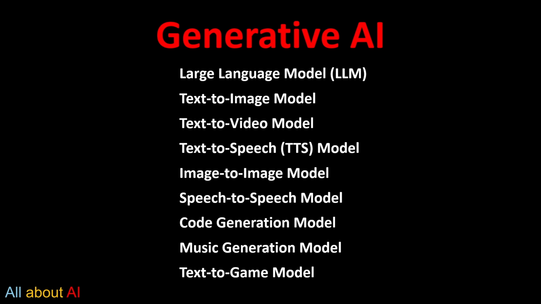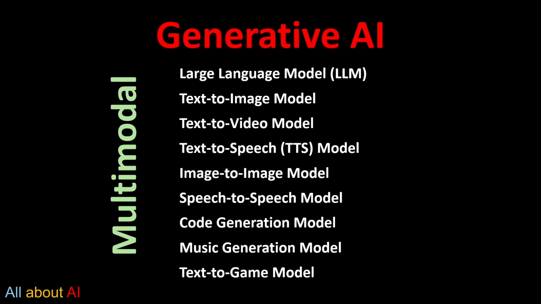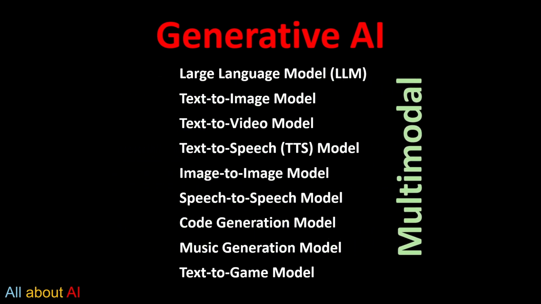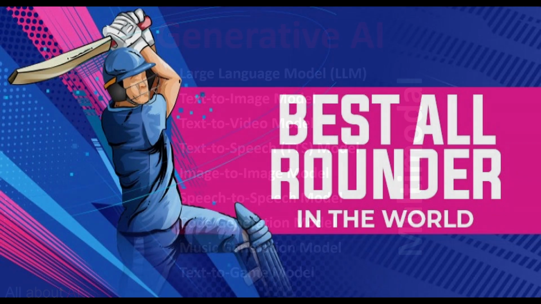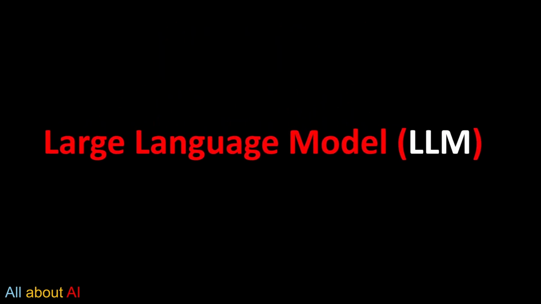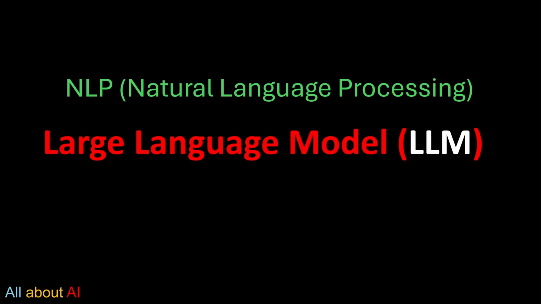We have also something called multimodal models, which combine tasks from different domains: text, image, and voice generation, just like an all-rounder in a game of cricket. In this series, our focus will be on large language models. Now let's explore a little bit about large language models, how and why they are making waves in various sectors. LLM falls under the larger category of AI called NLP, which is natural language processing.